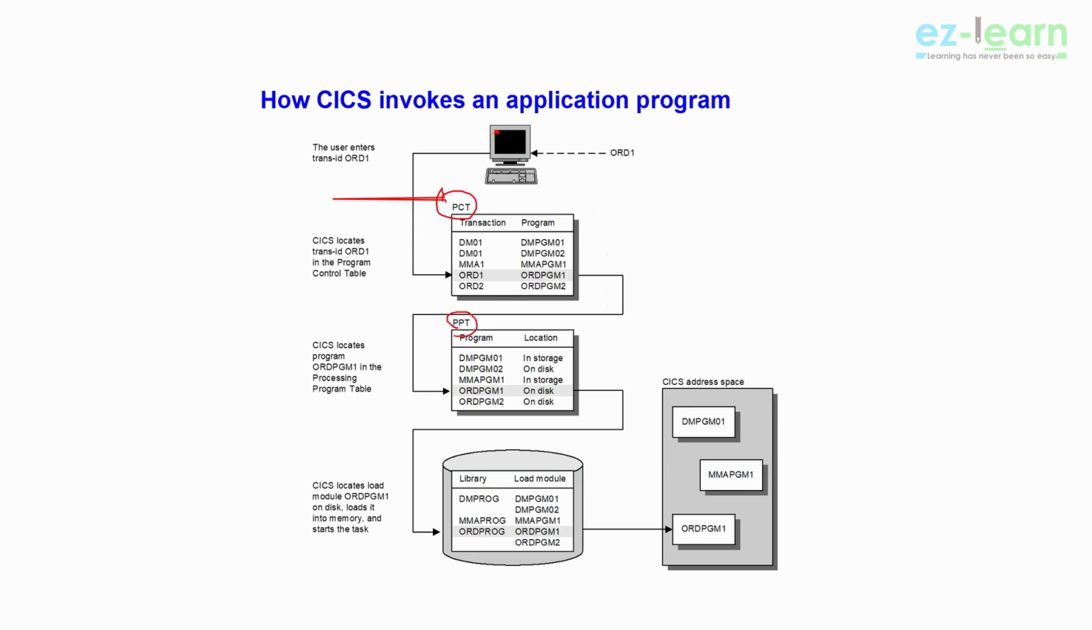Goes to TPD, check whether it is in storage itself or on disk. If it is in storage, it's going to bring the copy of the load module and execute the program. If it is not in storage, it locates the load module in the library. These libraries will be concatenated in STEPLIB in CICS jobs. Then it brings a copy into the fixed address space and executes the program line by line. So this is what happens.